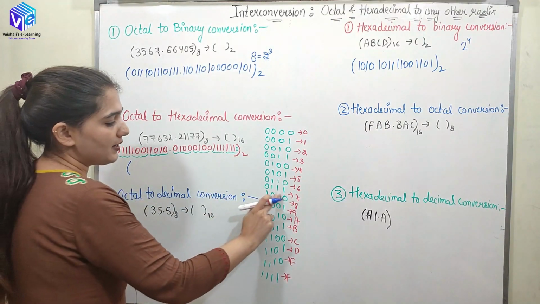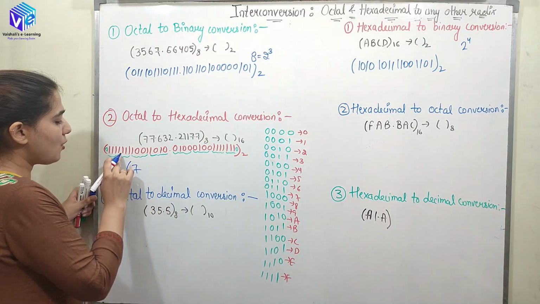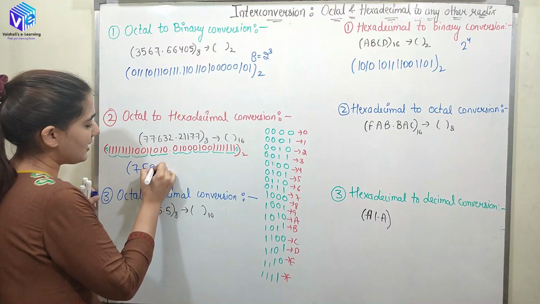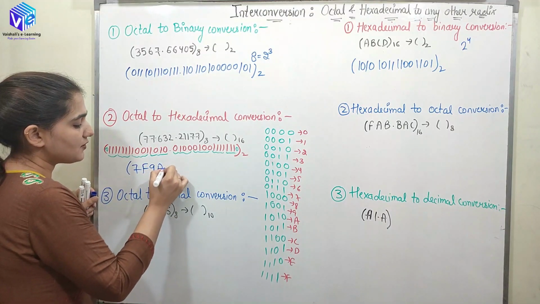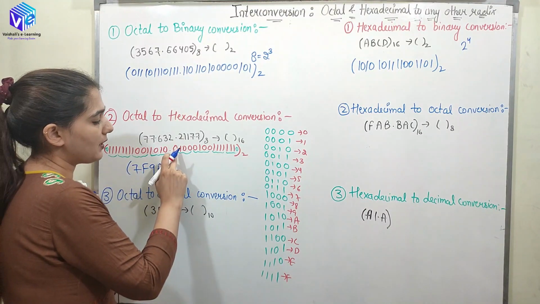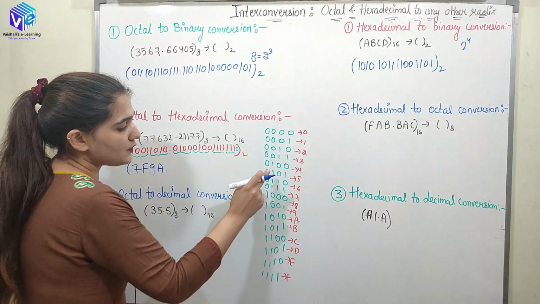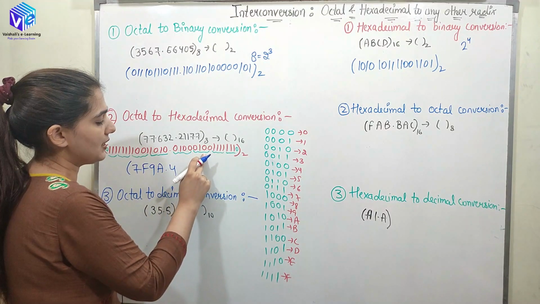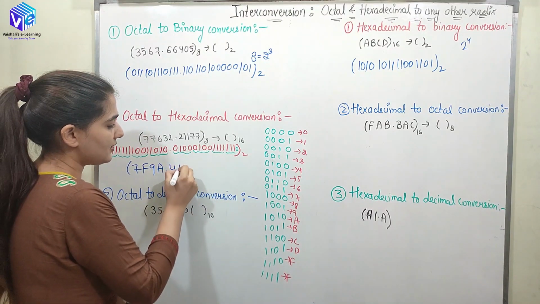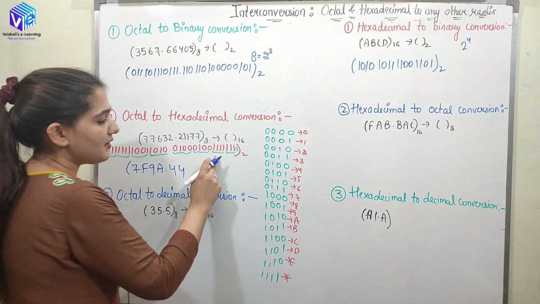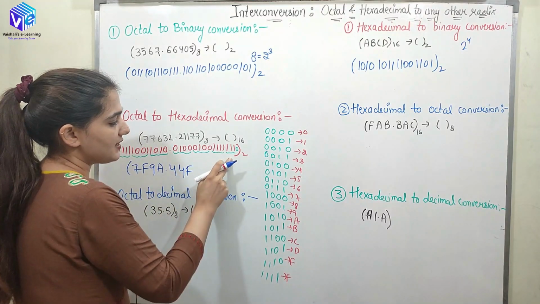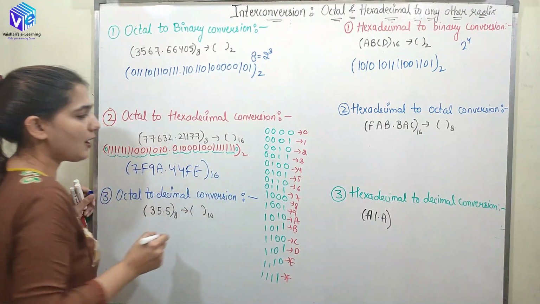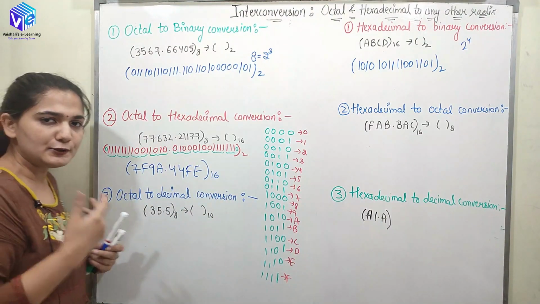So 0111 represents 7. Now 1111 represents F, 1001 represents 9, then we have 1010 which represents A, then we have 0100. So 0100 is representing 4, then we have 0100 again, so it is again representing 4, then we have 1111 which was representing F, and 1110 which is representing E. So this is how we can convert from octal to hexadecimal.